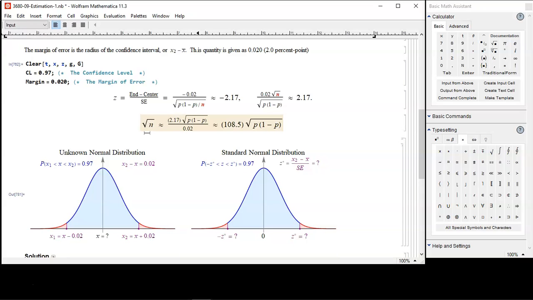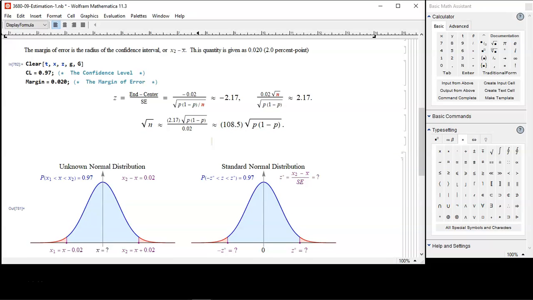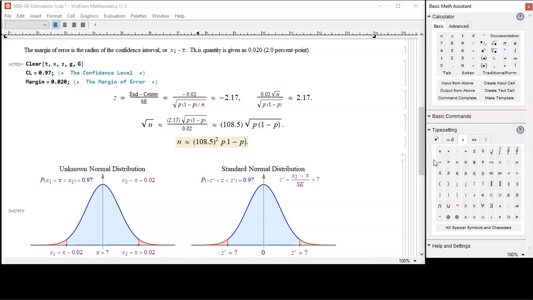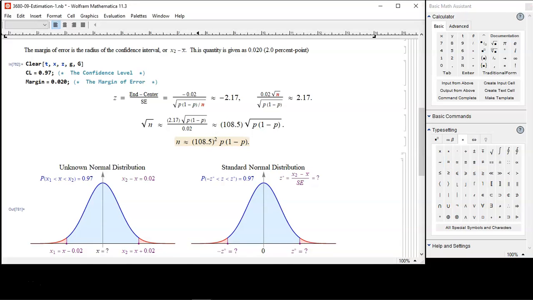This is square root of N. How do you get your N value? It's easy. This is 3000 level course, so that should be easy to everybody. Take square of both sides. So N is approximately equal to 108.5 squared, and then P, 1 minus P. There you go. That's your n value.